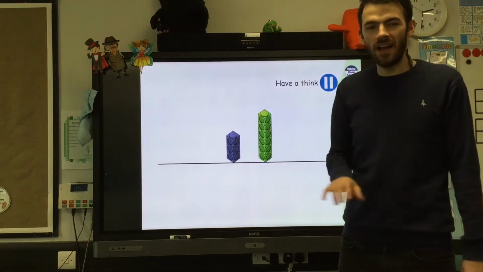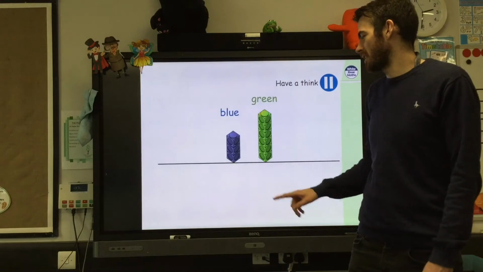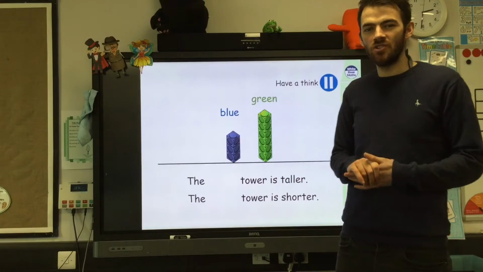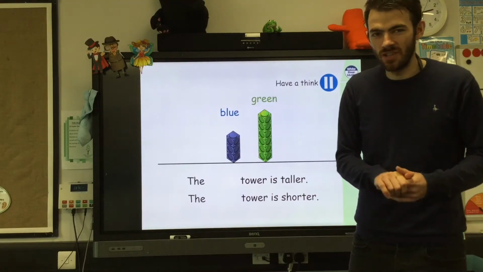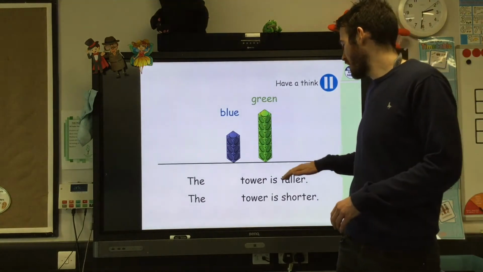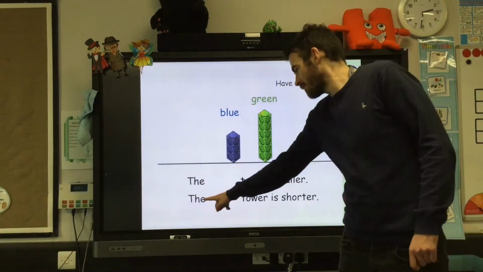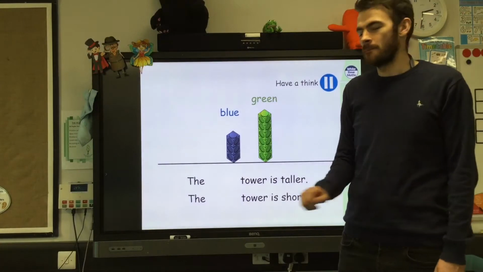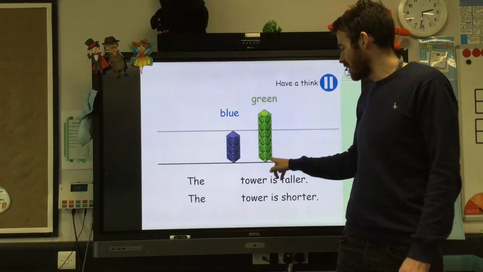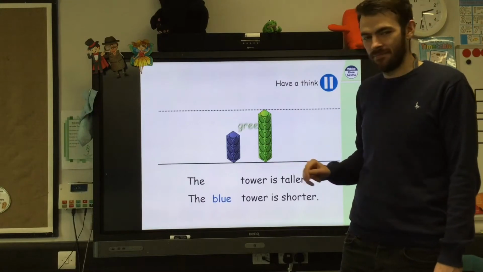So here we have a blue tower of cubes and a green tower of cubes. We can see those there. We have some statements here to help us decide which is taller and which is shorter. So by looking at the pictures and by counting the blue and the green cubes, can you figure out which is shorter? Is it the blue or the green? Which is shorter? We can draw a line across to help us decide that, and we can see that the blue tower is shorter and the green tower is taller.